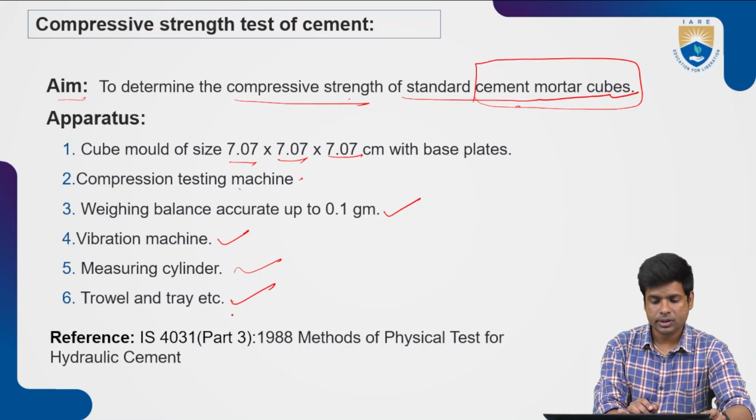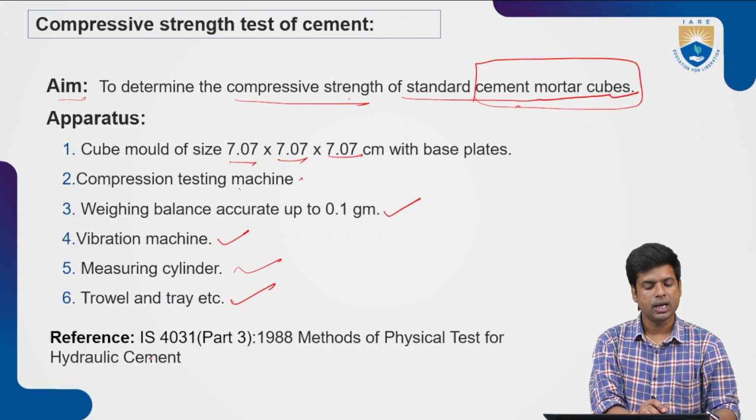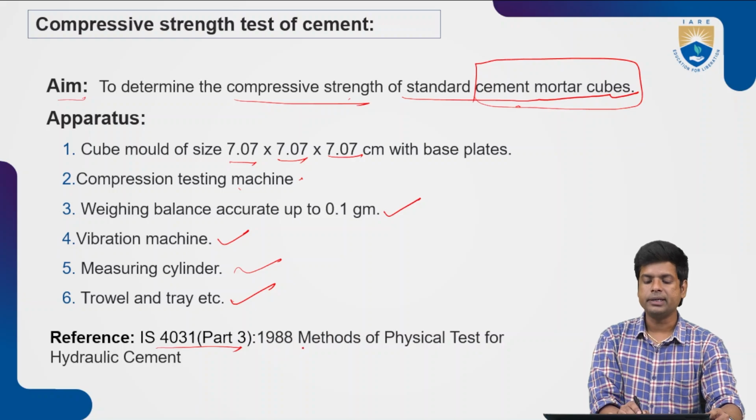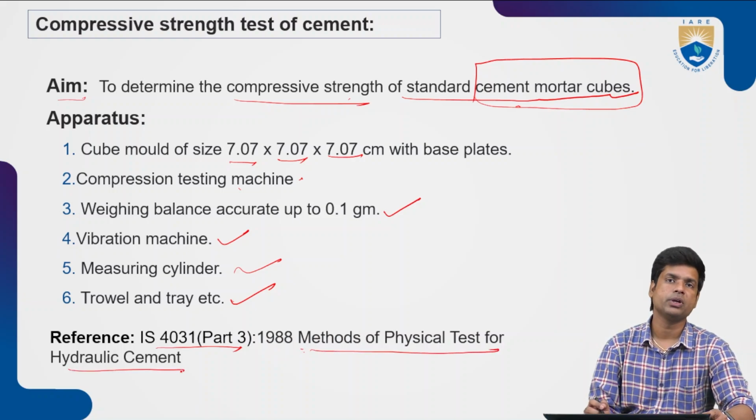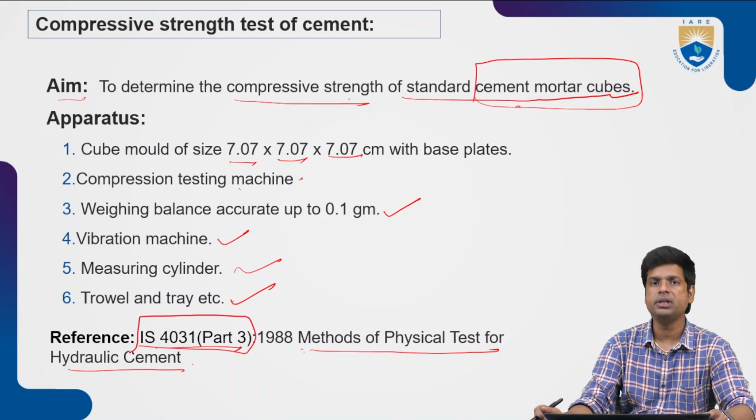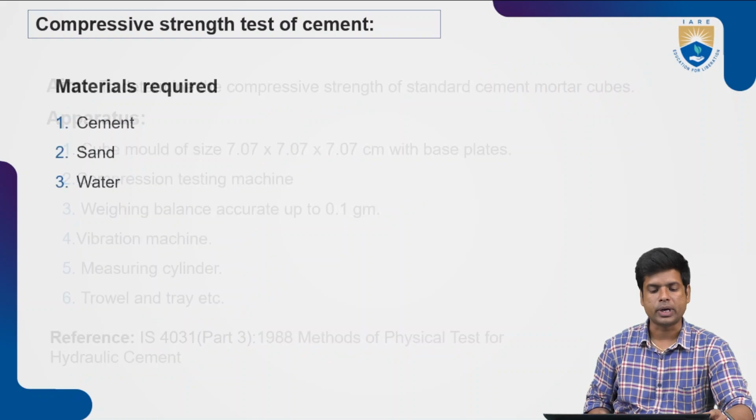For this particular testing method, we are going to use the code book IS 4031 Part 6, 1988. The title of this code book is Methods of Physical Test for Hydraulic Cement. In this code book, the procedure used for testing the compressive strength of cement is mentioned. So everyone follow this code book for more guidelines.